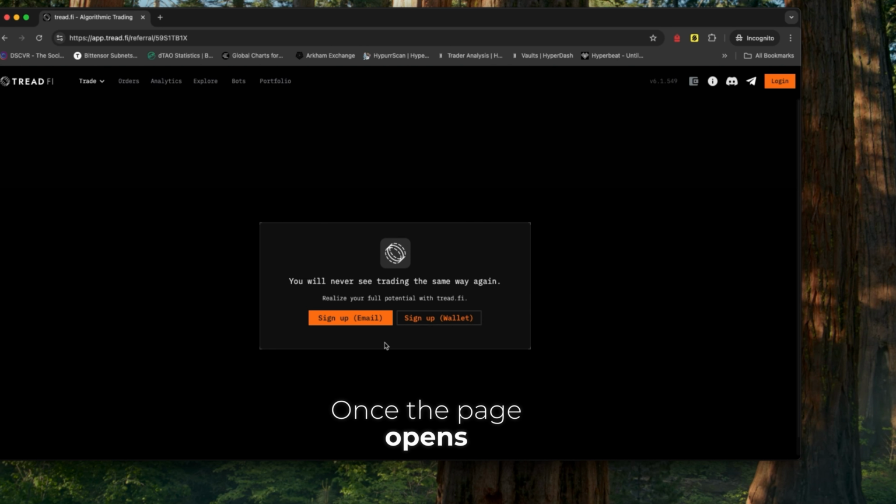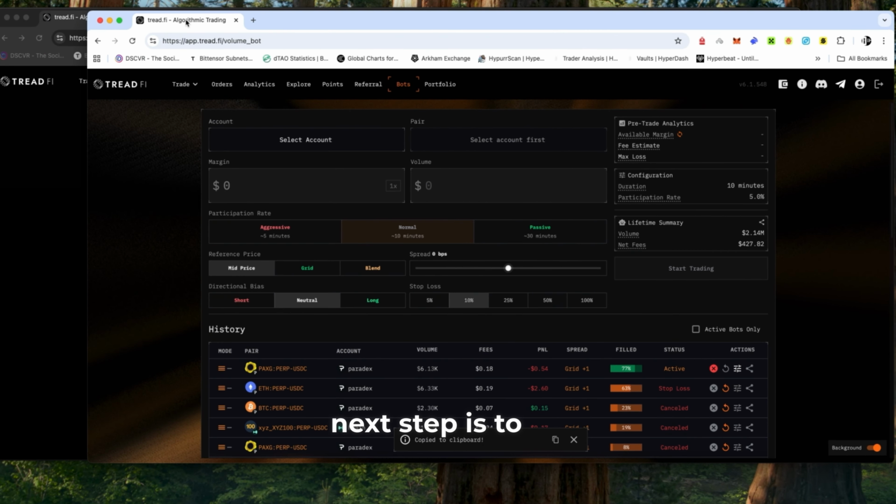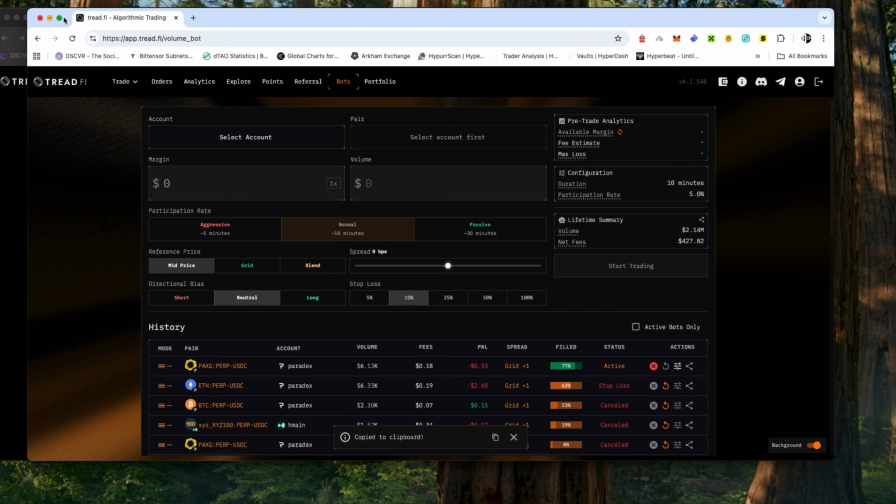Once the page opens, sign up using your email. That's my preferred and simplest way to register. Complete the sign up process, set your credential, and once that's done, log into Trade using the same credential. Once you have logged in, the next step is to add your trading account to Trade.